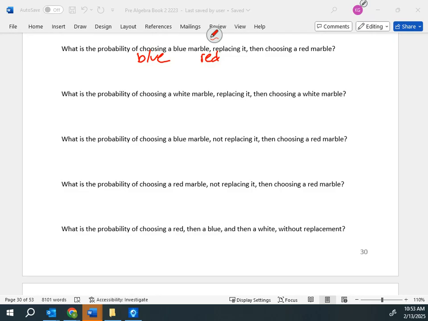So what is the probability of choosing a blue marble? Amala? 5 out of 20. What's the probability of choosing a red marble? Christina? 8 out of 20. What math am I doing? I just have my 2 events. What math am I going to do, Amala? Multiply.